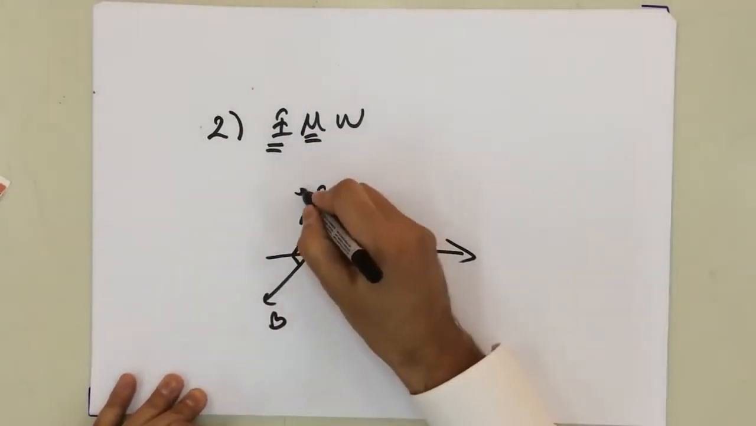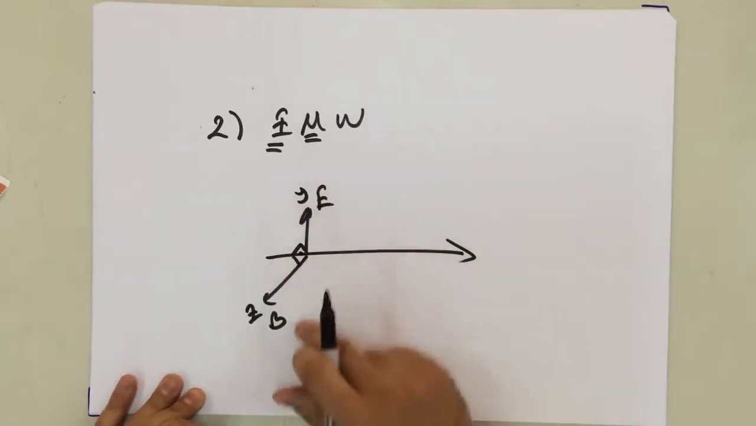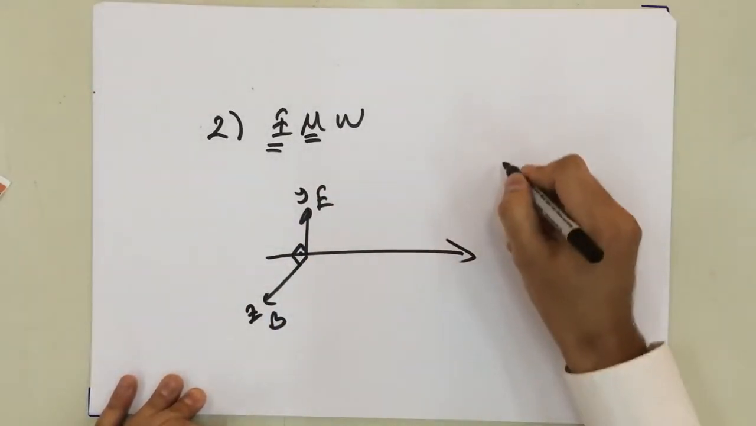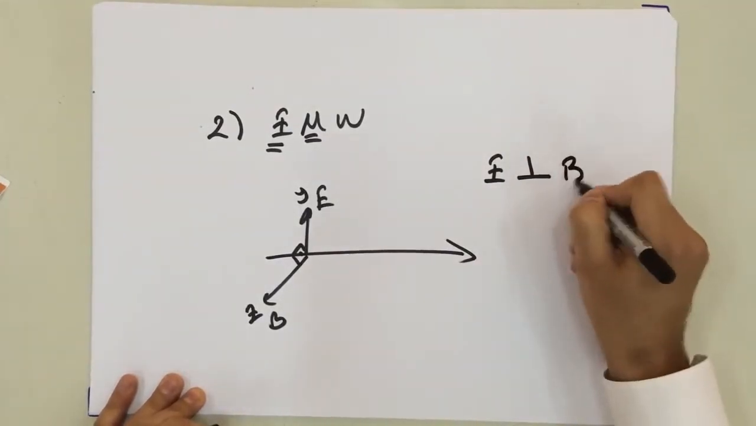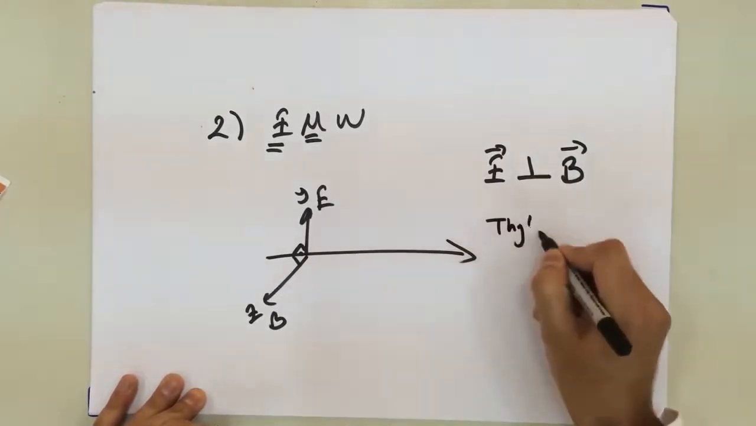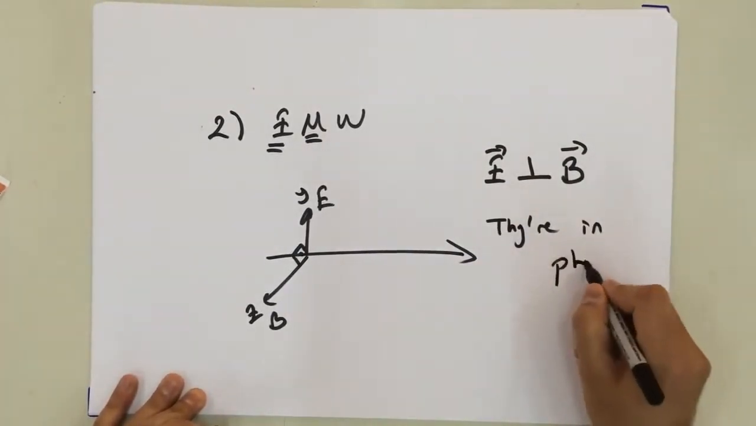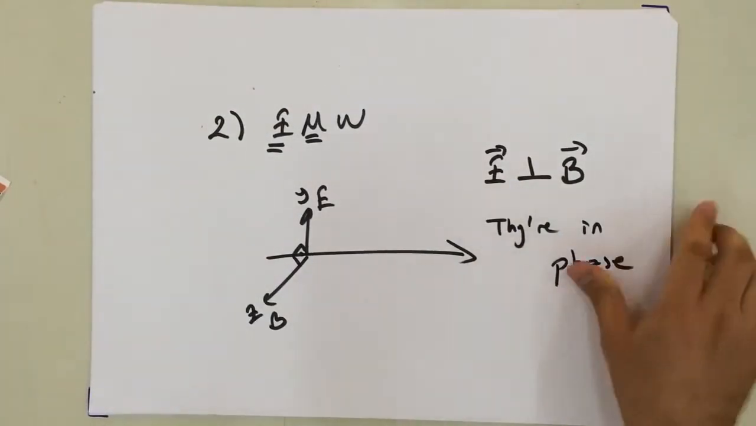You can consider this is y-axis and this is z-axis. They are perpendicular to each other and they are in phase. We can write E perpendicular to B. And they are in phase. This is the second one.